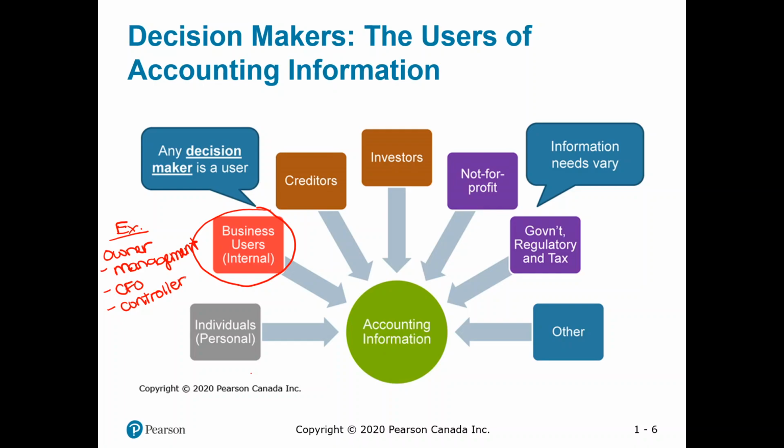The other group, and that kind of covers the rest of these, are external users. So they are outside of the company, typically, and they do not have access to all of that detailed information. They only have available to them any information that has been made public or that's been specifically provided to them. So we'll go through a couple of these examples.